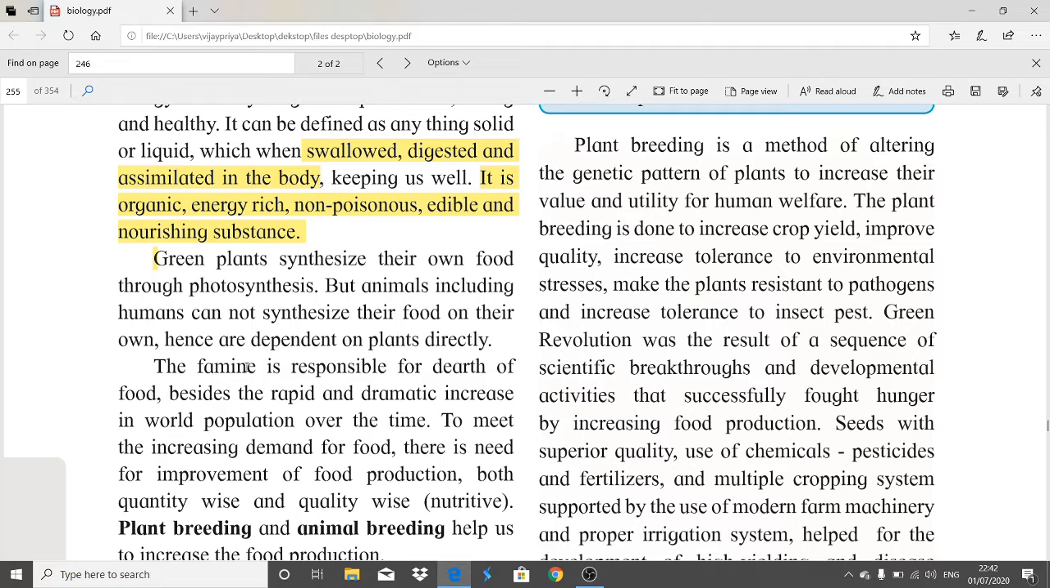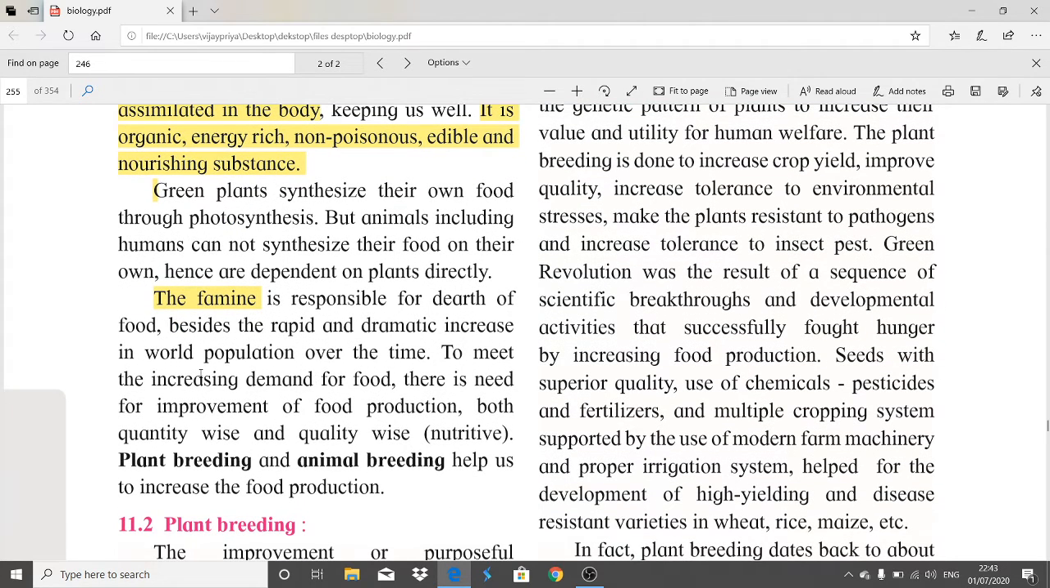Famine is responsible for dearth of food, besides the rapid and dramatic increase in the world population over time. What do you mean by famine? It is the extreme scarcity of food. When there is extreme shortage of food, that condition is called famine, and it causes dearth of food. Dearth means shortage of food. So besides the rapid and dramatic increase in the world population over time, to meet the increasing demand of food, there is a need for improvement of food production, both quantity wise and quality wise.